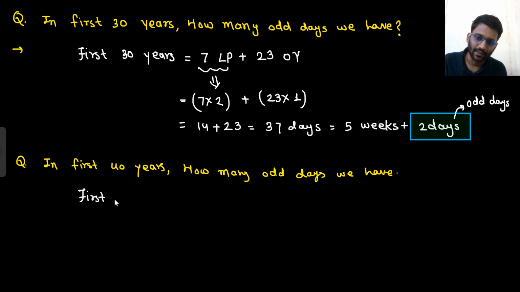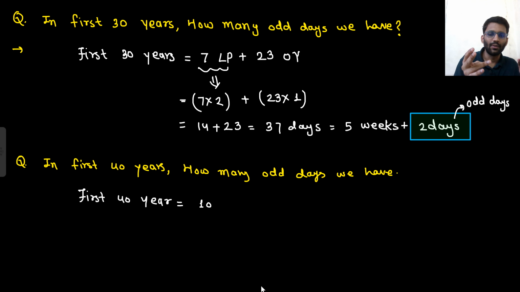In first 40 years, how many leap years are you having? 10, right? 4, 8, 12, 16, 20, 24, 28, 32, 36 and 40. So 10 leap years you are having. None of them was a century year, so we don't need to care much. And 30 ordinary years, right?